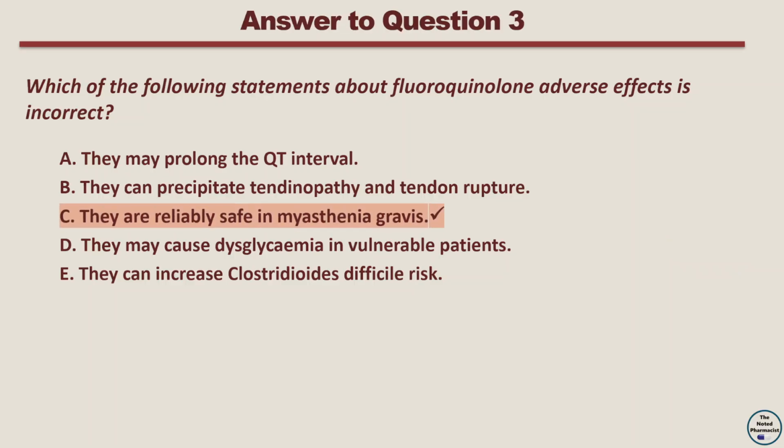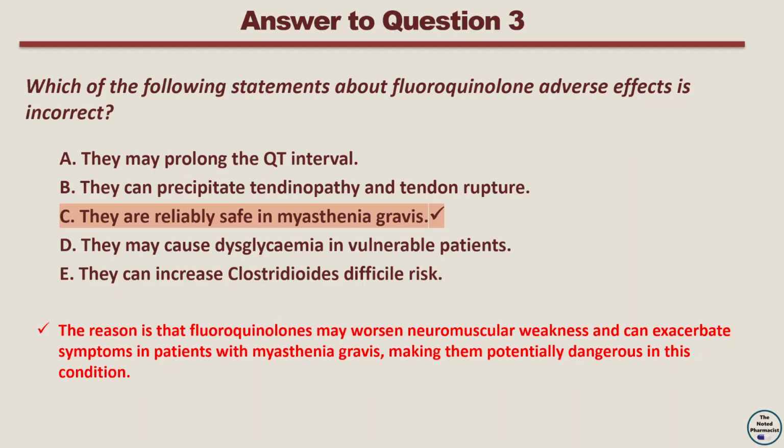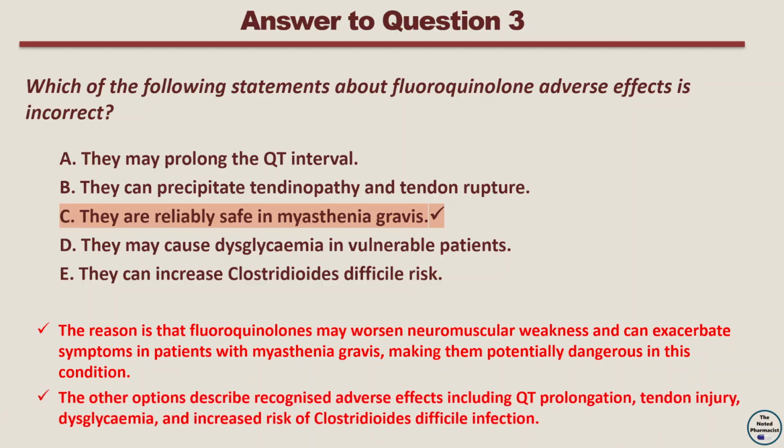The correct answer is option C. They are reliably safe in myasthenia gravis. The reason is that fluoroquinolones may worsen neuromuscular weakness and can exacerbate symptoms in patients with myasthenia gravis, making them potentially dangerous in this condition. The other options describe recognized adverse effects including QT prolongation, tendon injury, dysglycemia, and increased risk of Clostridioides difficile infection.